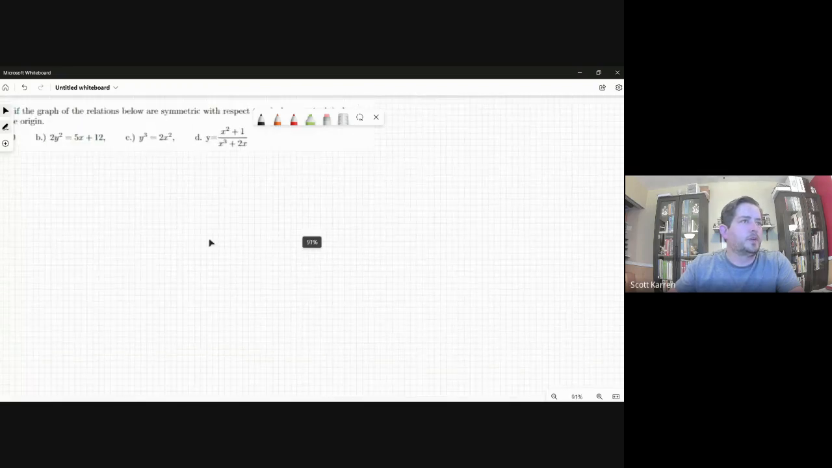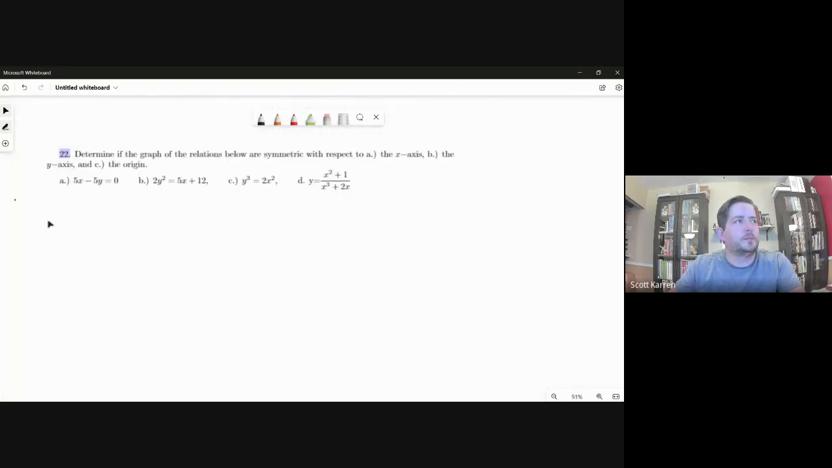All right, so 22 says this: determine if the graph of the relations below are symmetric with respect to the x-axis, the y-axis, and the origin. So let's do a couple of these. Let's pick just two at random. Let's do those two.